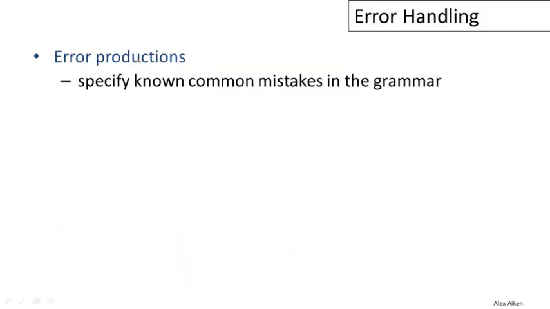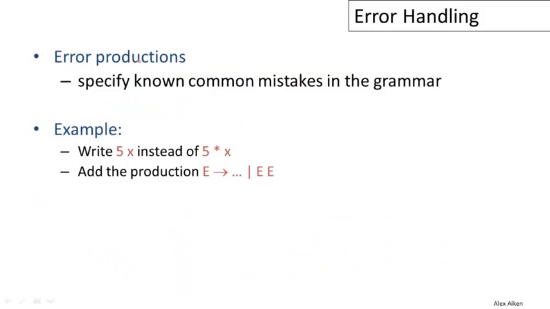Another common strategy is to use what are known as error productions. These specify known common mistakes that programmers make, just as alternative productions in the grammar. So here's a simple example. Let's say we were working on a compiler for a programming language that was used by a lot of mathematicians. And instead of writing 5 times x, like computer scientists do, these guys always wanted to write 5 x, to just juxtapose the 5 and the x to look more like normal mathematical notation.